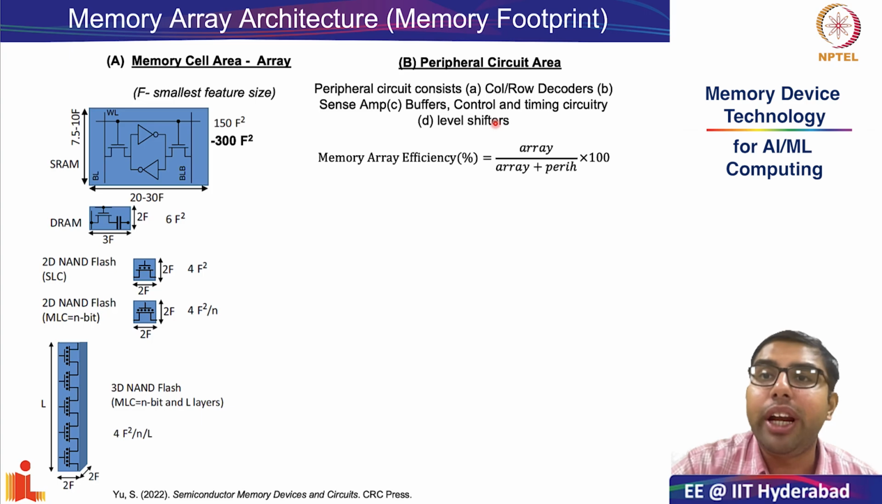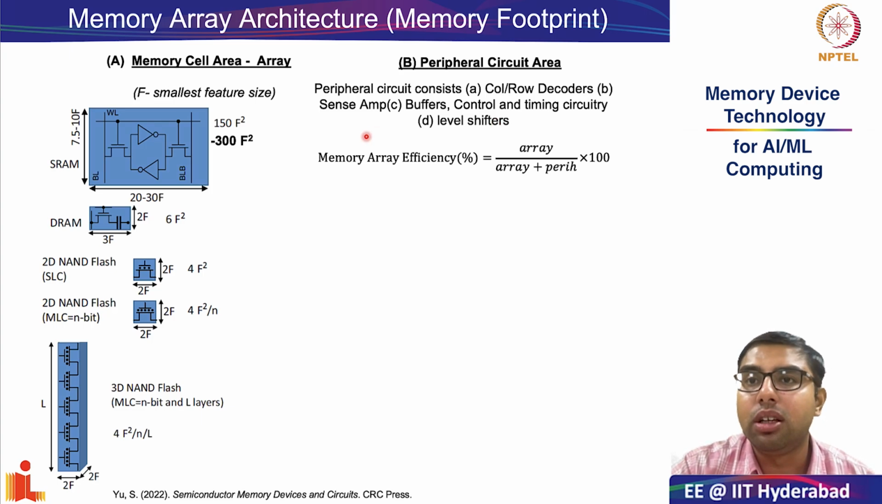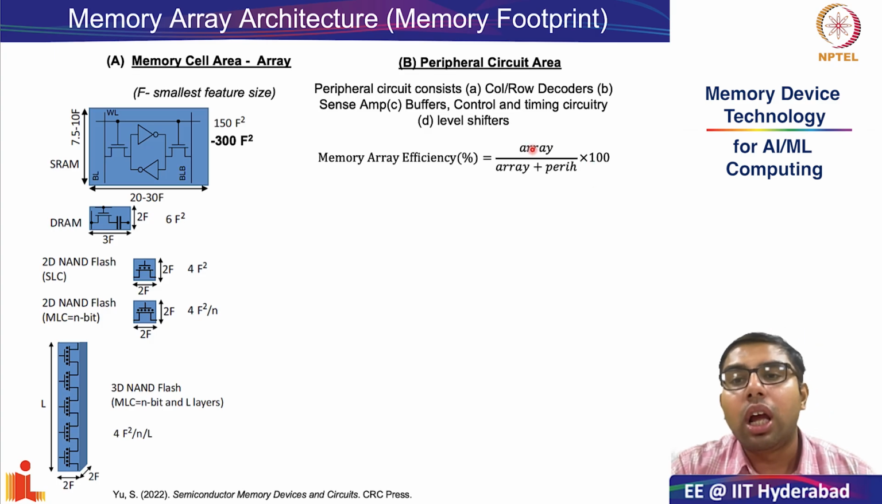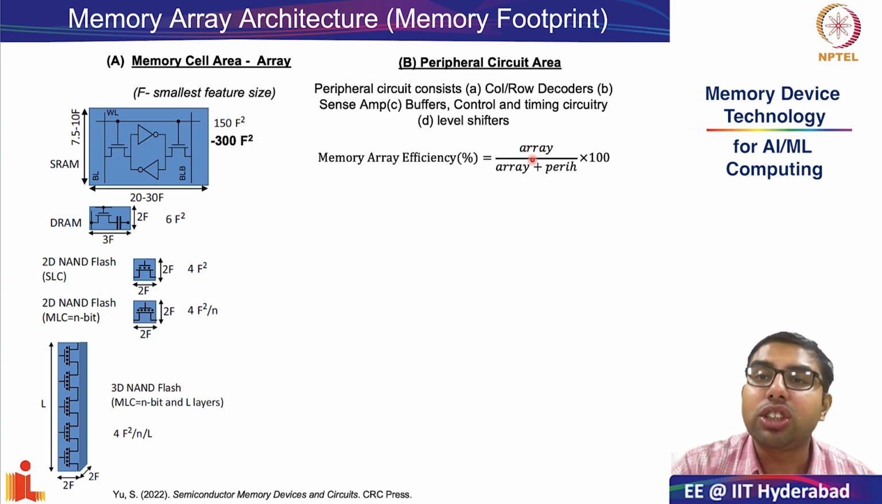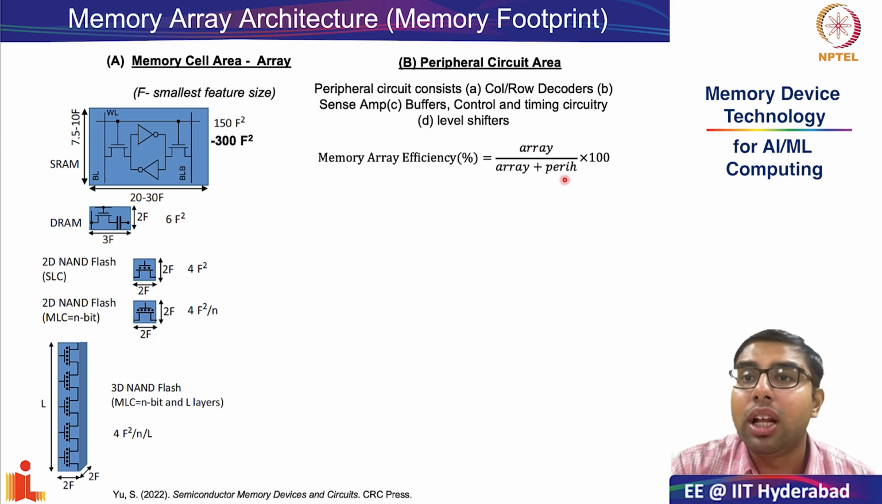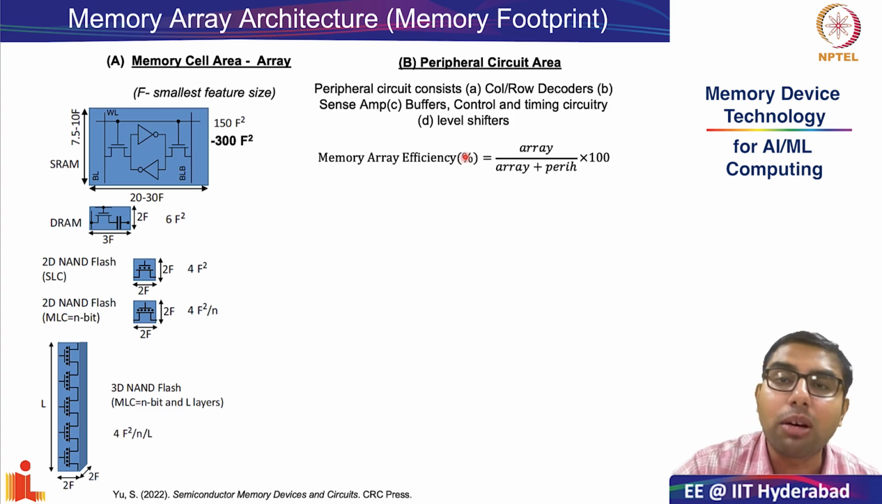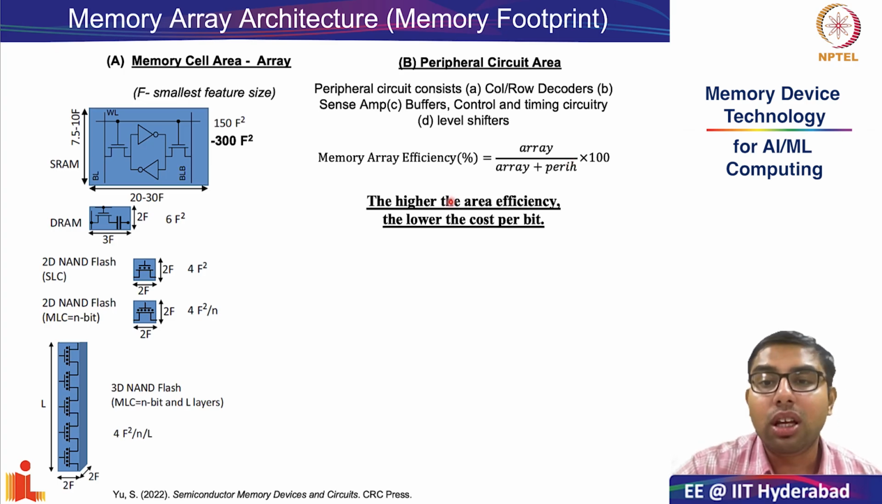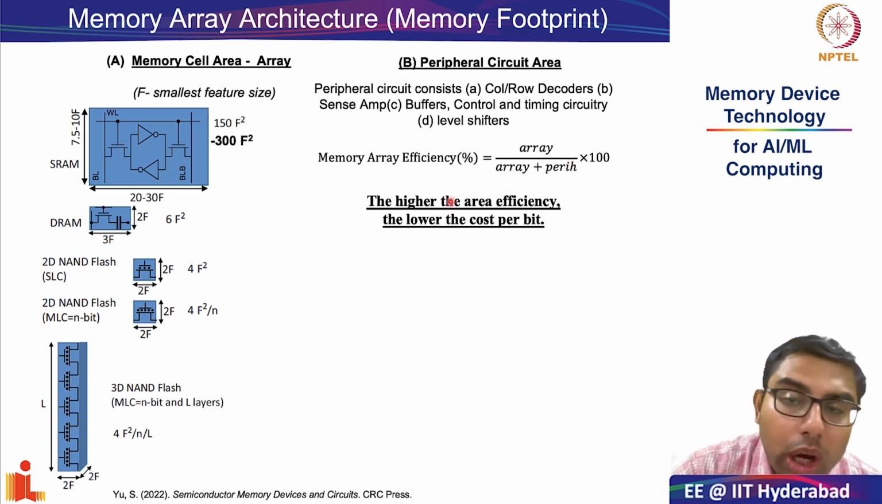This gives us an opportunity to define a new metric, which is memory array efficiency. Memory array efficiency is defined as the ratio between the area occupied by the array divided by the total area in the memory chip. As we know, the area in the chip will consist of both the array and the peripheral. If you want to represent it in percentage terms, you just multiply by 100. Needless to say, the higher the area efficiency, the lower the cost per bit.